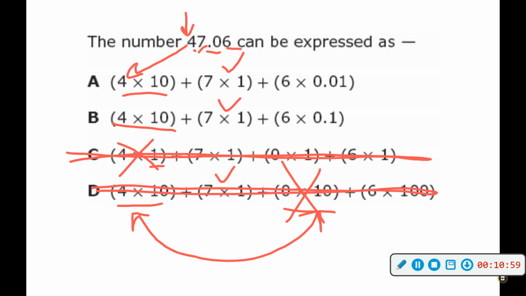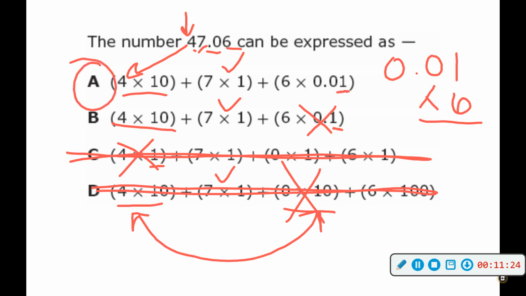Now the 6 is in the hundredths. As we expressed earlier, we write that as 0.01. So now I can say that the 6 must be in the tenths place. Wrong. It has to be in the hundredths place. So that's why that one is wrong. Cannot have the tenths place there. It has to be the hundredths place. So A is correct. Do not let them trick you on that.